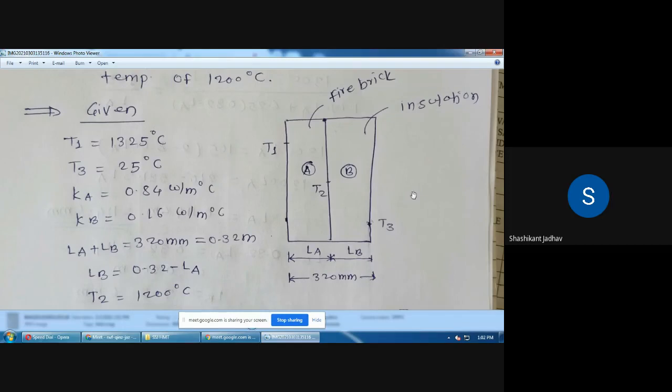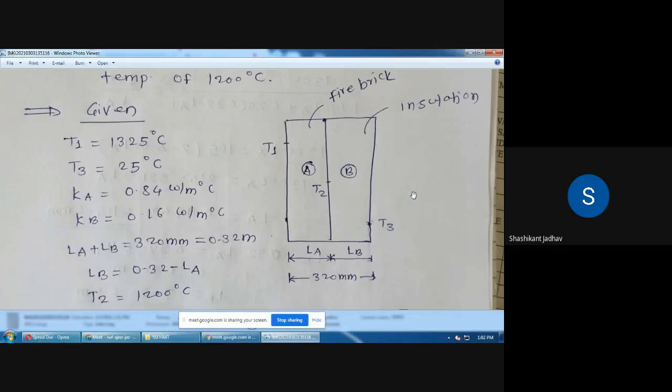Then ambient temperature is given, means after this wall at the right hand side there is an environment, and that environment temperature is given 25 degree Celsius. म्हणजे एन्व्हायरमेंटचं टेम्परेचर 25 असेल म्हणजे राईट हँड चा जो काही सरफेस असणार आहे T3, त्या T3 चं पण टेम्परेचर काय असणार आहे, 25 degree Celsius असणार आहे. So write down T1, T2, T3. So T1 is 1325 degree Celsius, T3 is 25 degree Celsius.